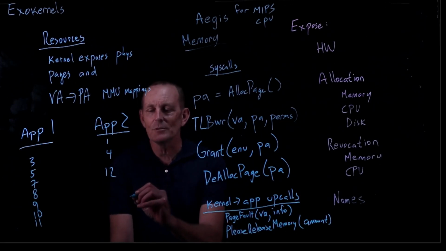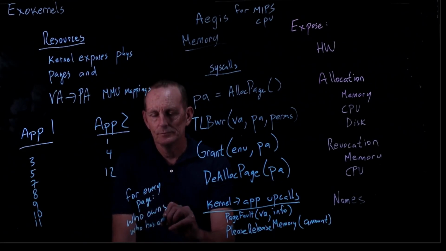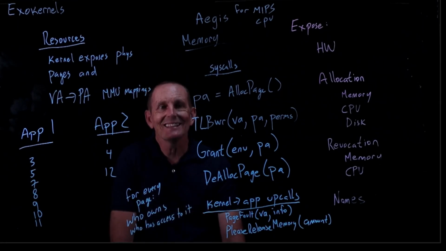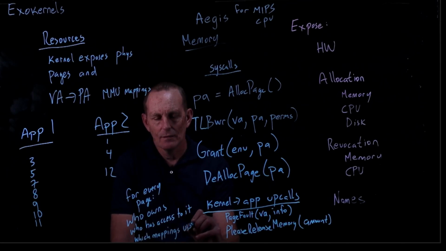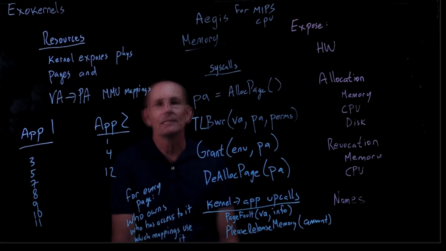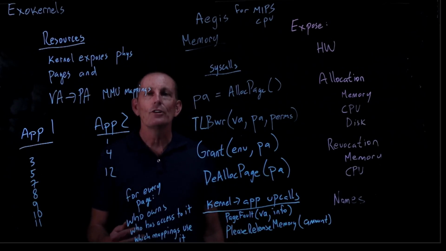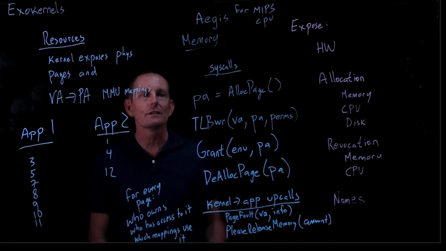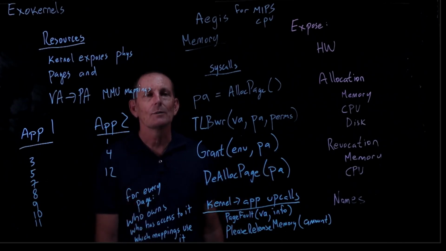All it's really doing for every page of memory is tracking who owns it, who has access to it, and that's really about it. I guess the other would be which TLB mappings use it. The TLB mappings are going to ensure that no process can access the pages of another process without it having been granted access. So this is all the kernel is going to have to keep track of.